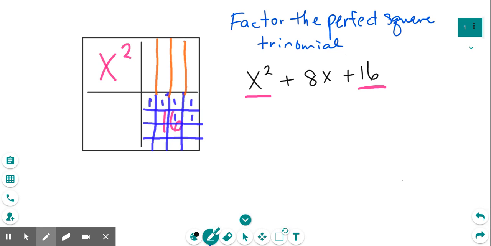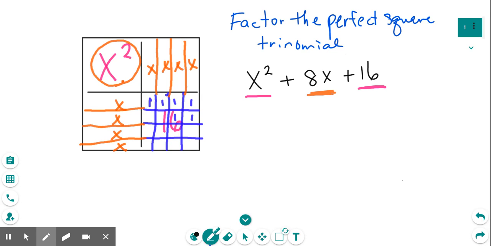And there is nothing to do here with the x squared because the x squared is just 1 square, so we're not going to do anything with that. And we're going to extend this way. Okay, now these are all x's, and these are all x's. And notice that all together we have 8x. So we do have a sum of 8. So we did create the correct square.